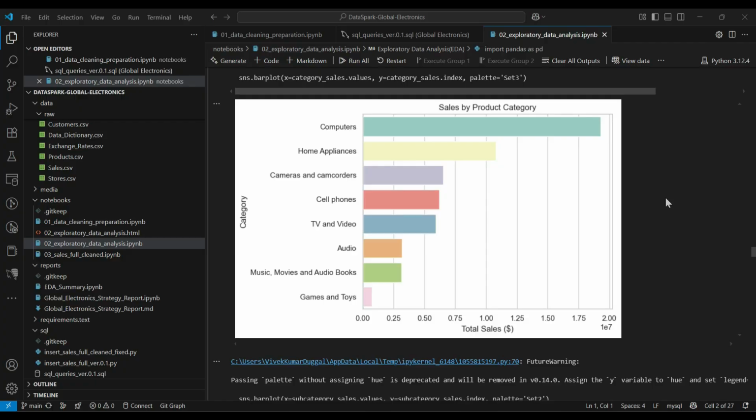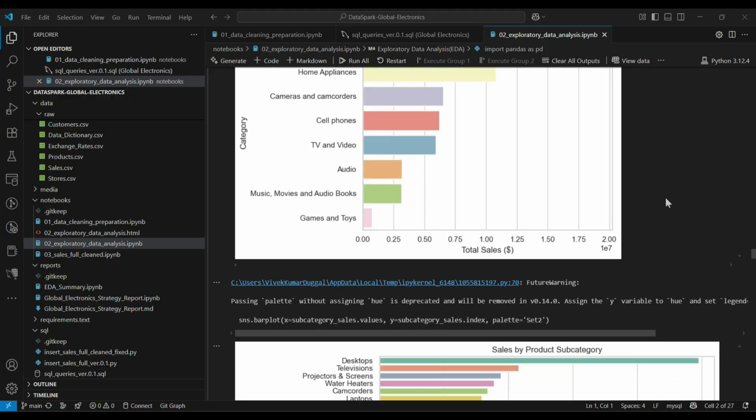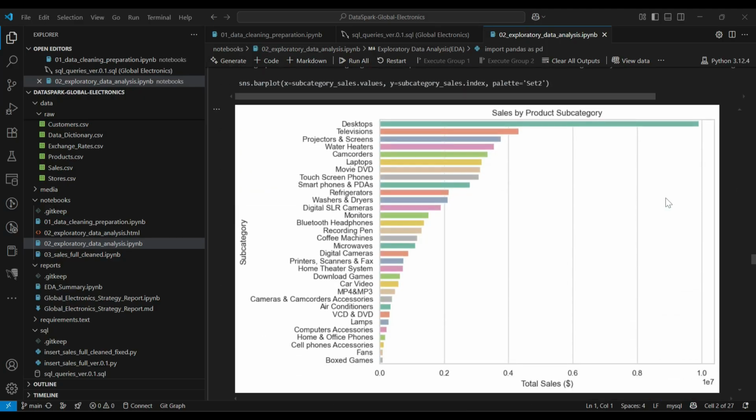Sales by product category. Insight: the computers category dominates the sales, approaching $20 million, followed by home appliances and cameras and camcorders. Observation: games and toys is the least contributing category. Actionable insight: invest in high-demand categories, computers and home appliances. Consider reevaluating product offerings or promotional strategies for low-performing categories.